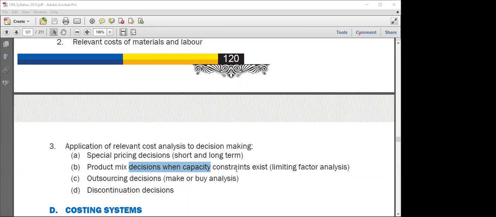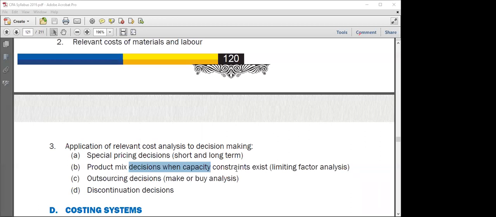And in here, when you're doing an analysis, we're trying to see how we can best allocate the limiting factor to be able to get the best output out of that. So very important.